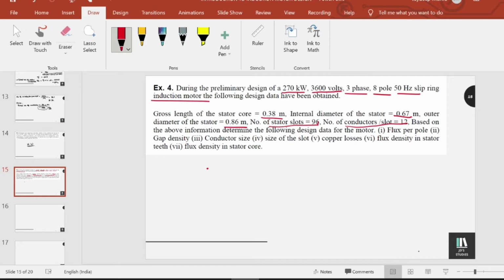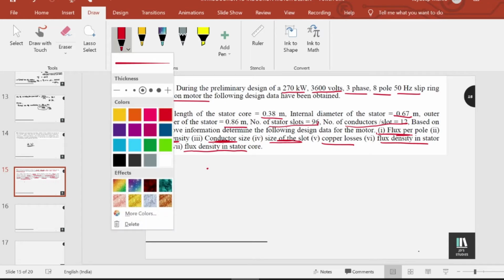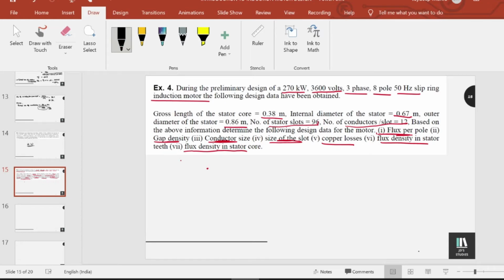What we have to find: flux per pole, then gap density, then conductor size, then size of the slot. Fifth is copper loss, sixth is flux density in stator teeth, and seventh is flux density in stator core. Now we will start from the first. We have to find flux per pole.